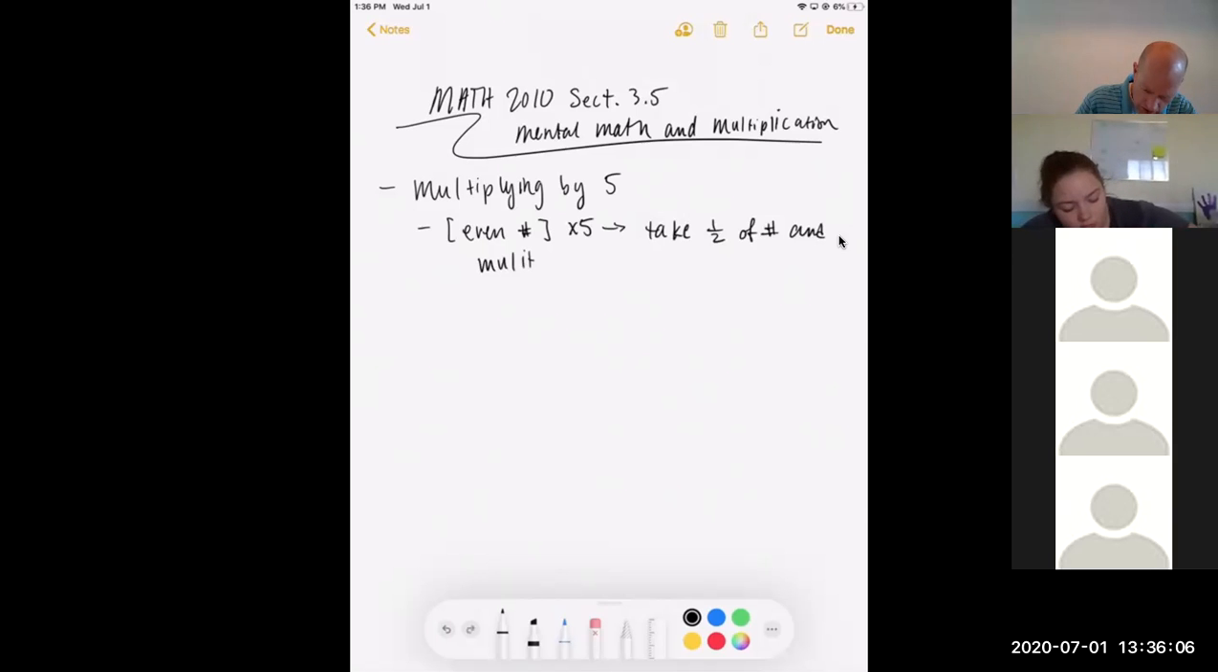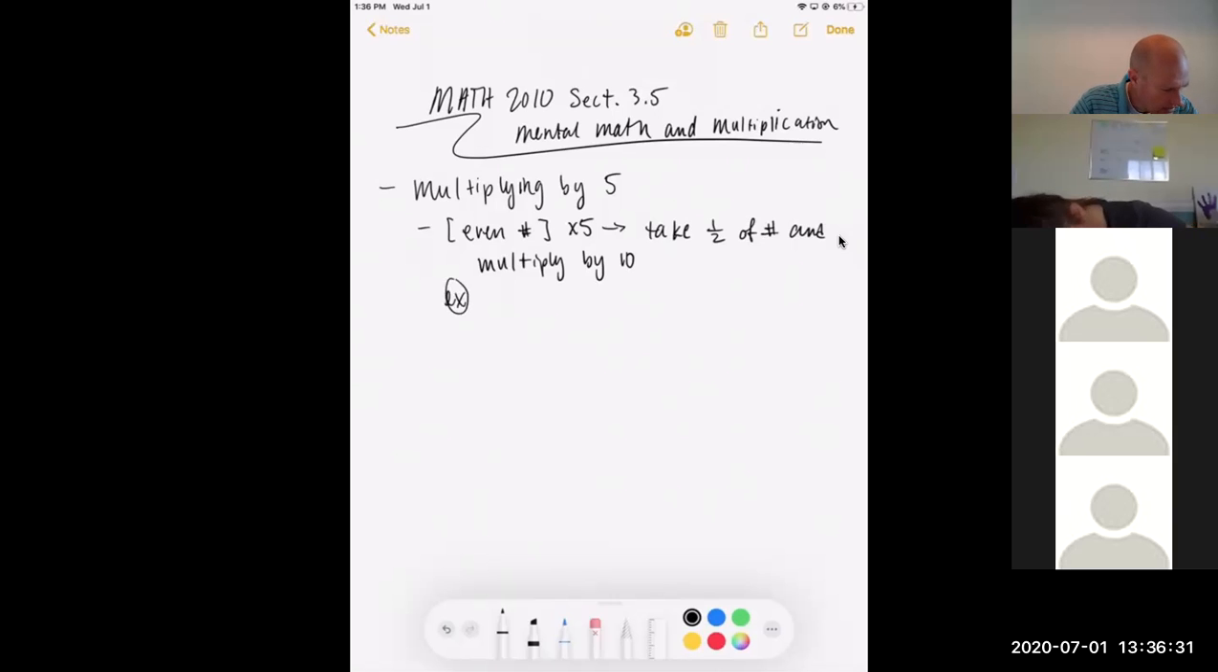Okay, so that's the strategy. It sounds like a shortcut, but mental math is a lot about shortcuts. What we need to know is why this is true. So first I'll show you the example.